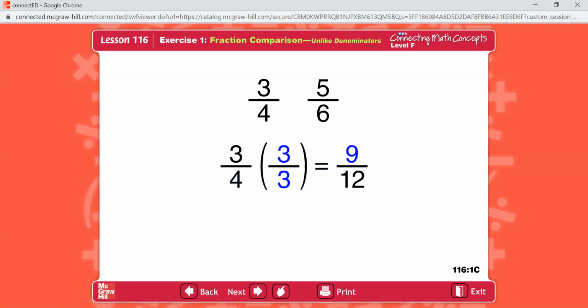Now we change 5/6 into 12ths. 6 times blank equals 12. What's the answer? 2. 6 times 2 equals 12. So this will be 2 over 2. And what does 5 times 2 equal? 5 times 2 equals 10.